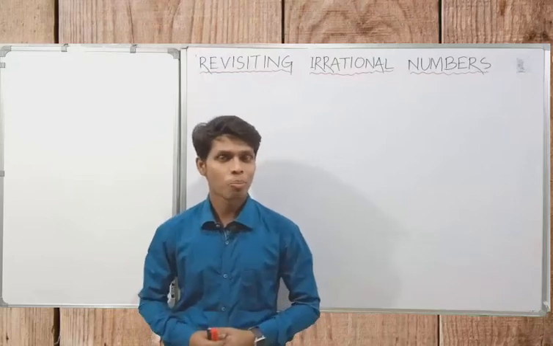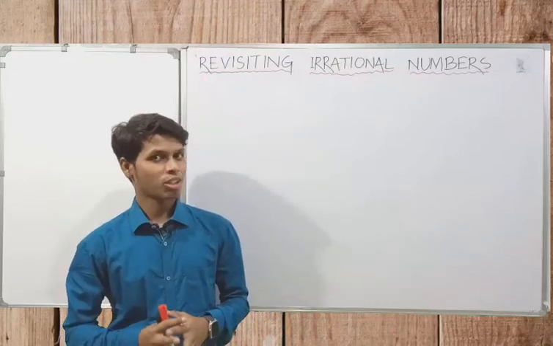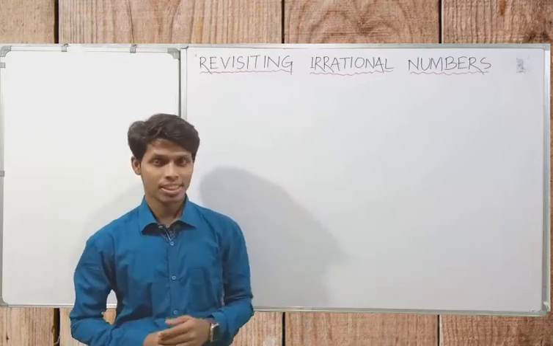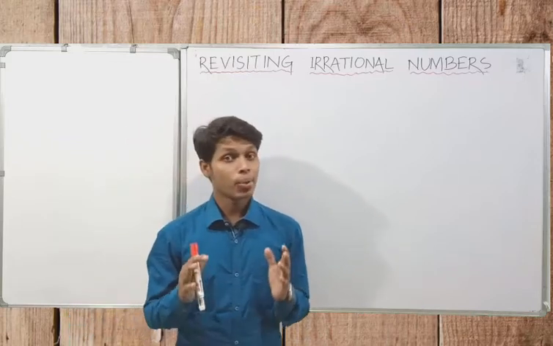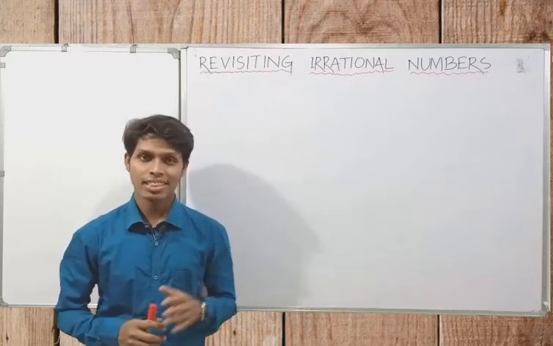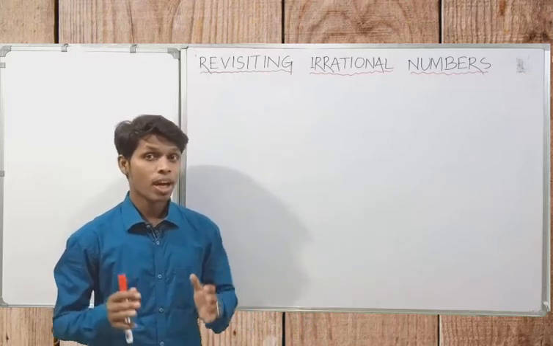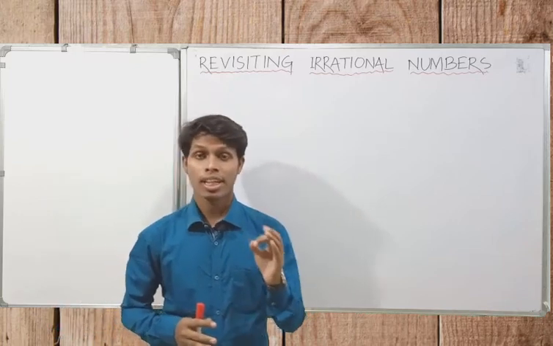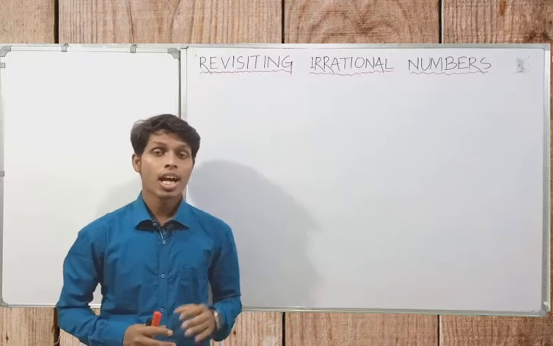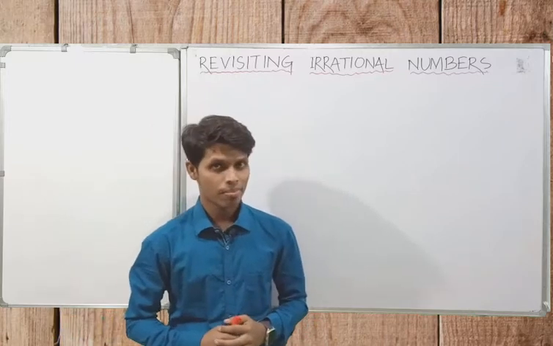Hello students, so finally we have reached the last part of our chapter. Today we will revisit irrational numbers. Recall, you had studied about irrational numbers in the last class, that is in class 9. There you had learned the definitions, examples and some properties of irrational numbers.